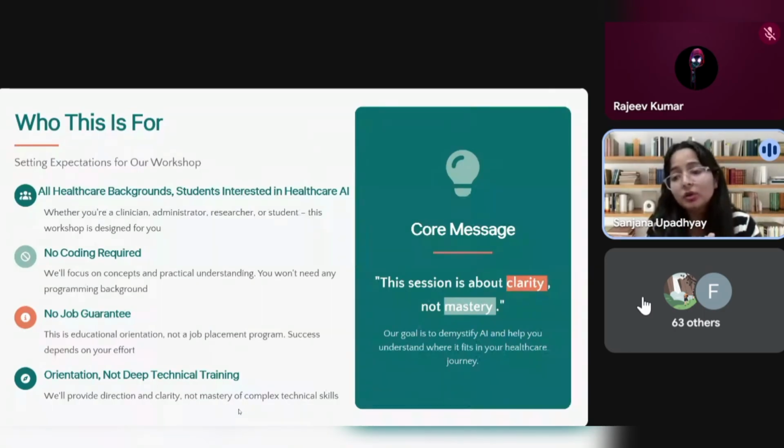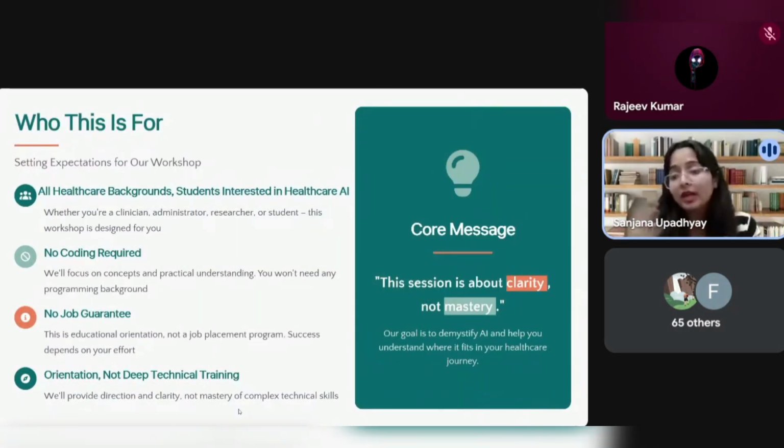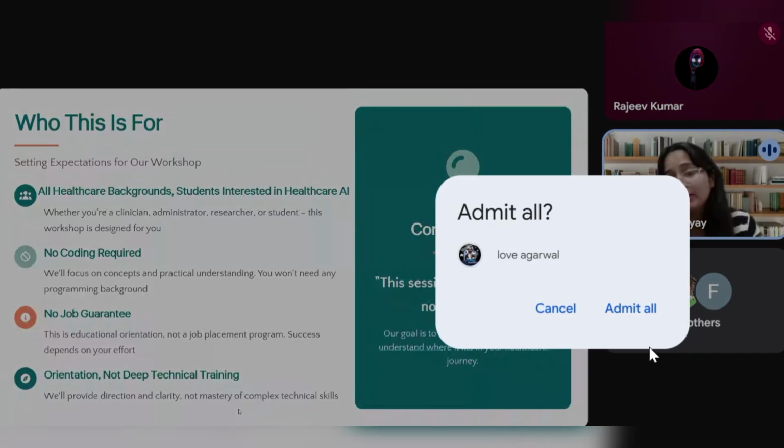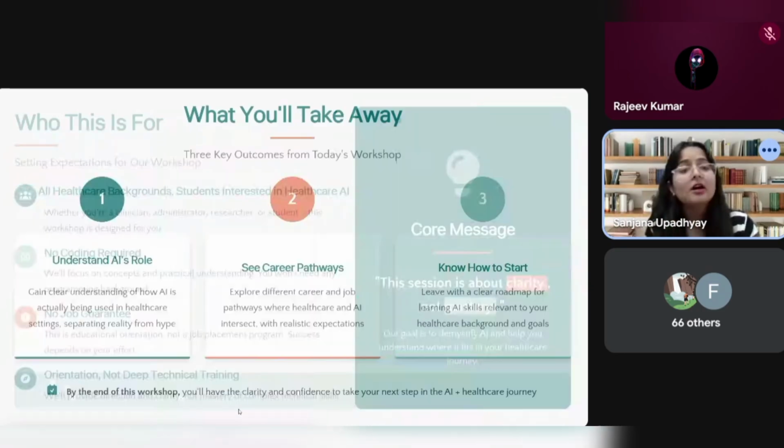Along with that, this session does not give any job guarantee. I cannot say that by doing this one session you will get a job in non-clinical corporate AI roles and all. But this is a basic overview. It is also not meant for very deep technical knowledge. It is meant for everybody with low technical knowledge, and even healthcare people can understand. So the core message is: this session is for clarity, not mastery.